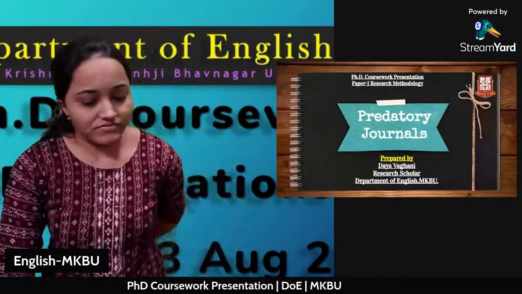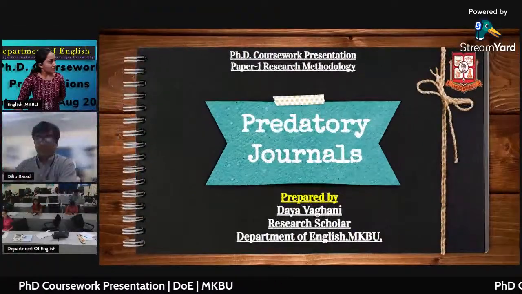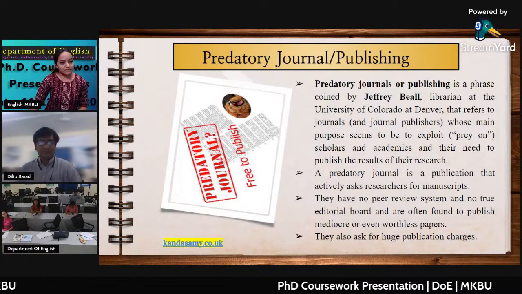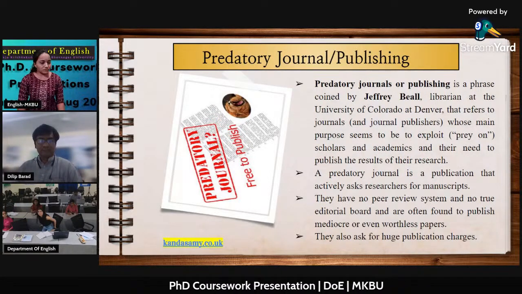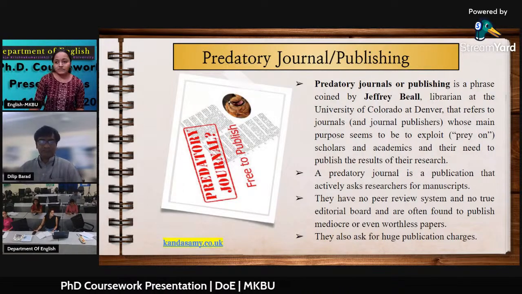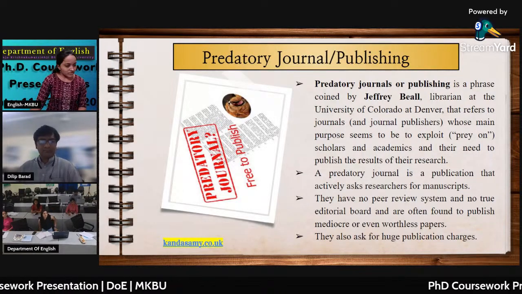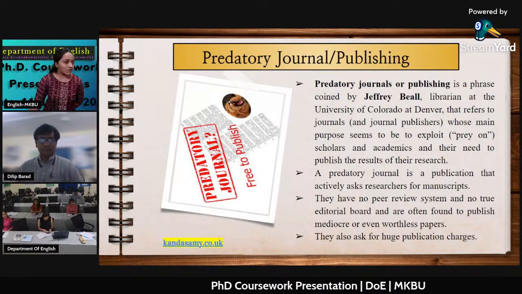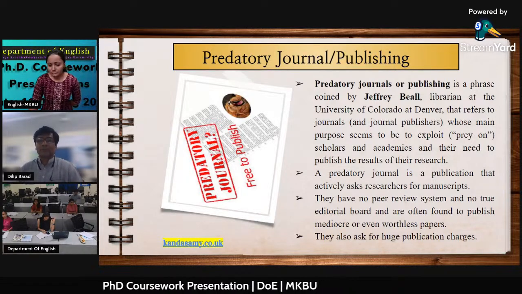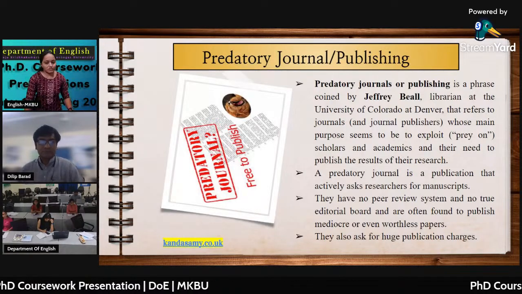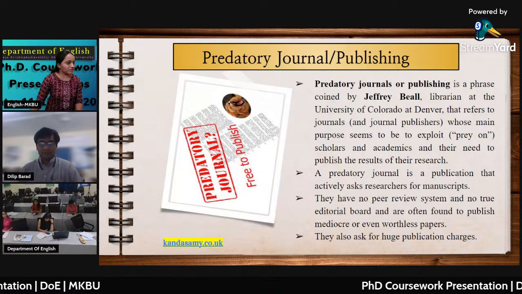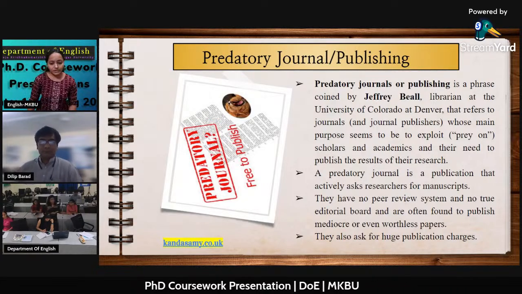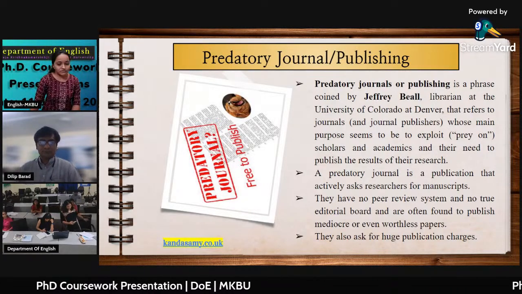So, predatory journals. What are predatory journals and publishing? As we are aware of the UGC CARE listed journals, sometimes we are not getting the true journals and the true list. At that time, we are getting exploited by the publishers who are publishing these journals. So predatory journals or publishing is a phrase coined by Jeffrey Beall, librarian at the University of Colorado Denver, that refers to journals and journal publishers whose main purpose seems to be to exploit.